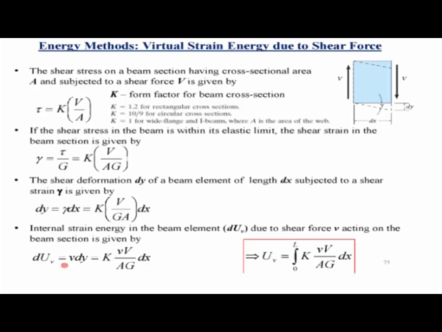So the deformation over the entire length of the beam due to the shear action is given by integration of this term over dx from 0 to L. So that gives you the internal strain energy due to the shear deformation.